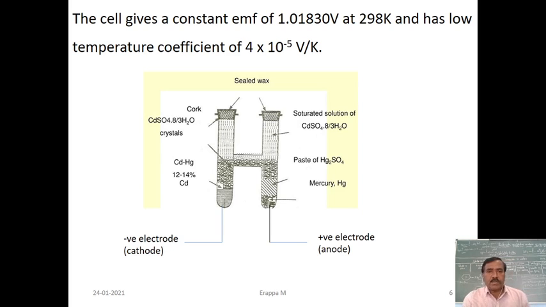The cell gives a constant EMF of 1.0183 volts at 298 Kelvin and has a low temperature coefficient of 4 × 10^-5 volt per Kelvin.